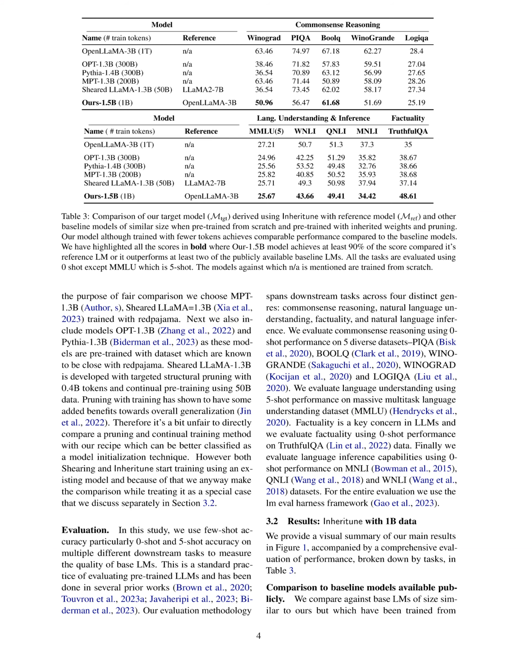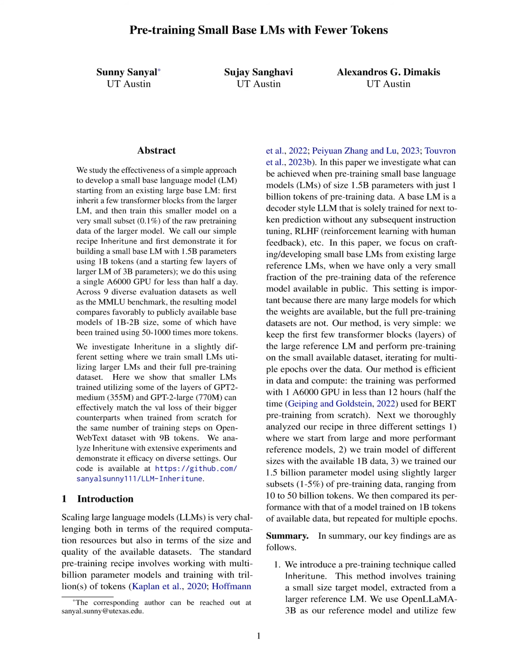Inheritune focuses on extracting a smaller target model from a larger reference LM by inheriting the initial transformer blocks and then further training it on the limited available dataset. This method aims to achieve comparable performance to larger models trained from scratch or derived from existing large base LMs, while significantly reducing the computational resources and time required for pre-training.